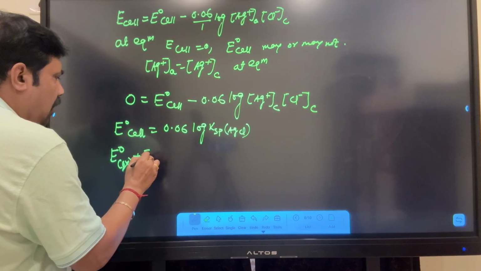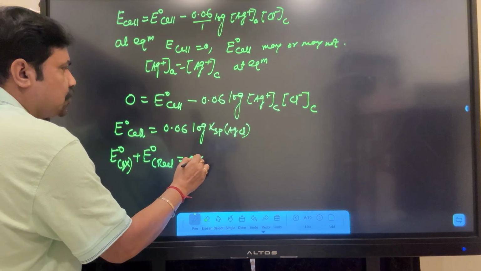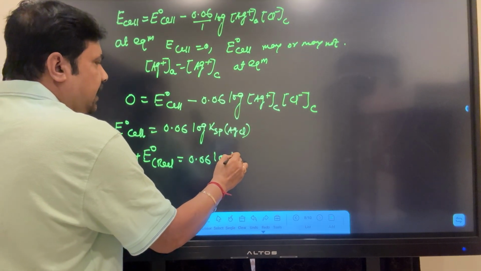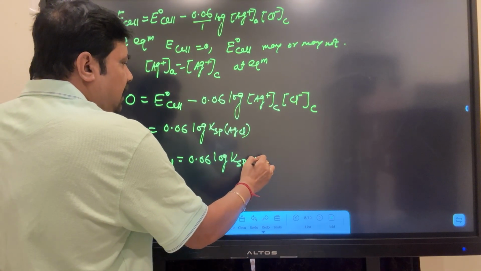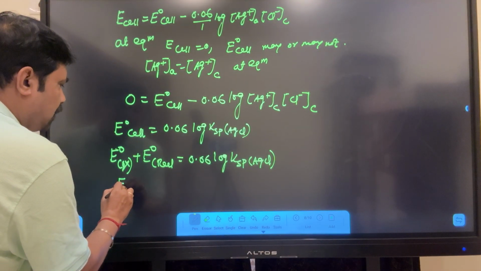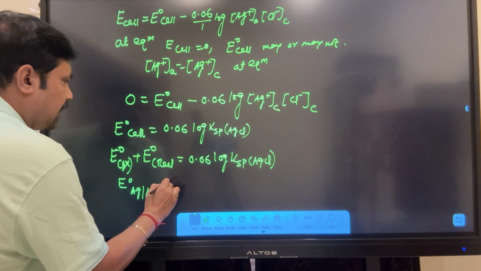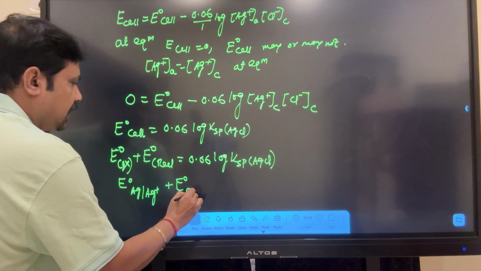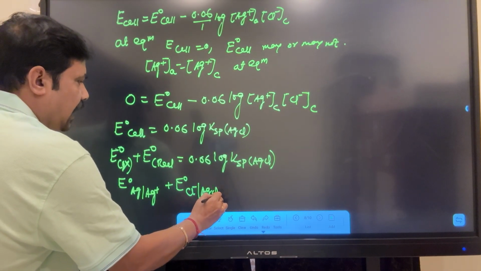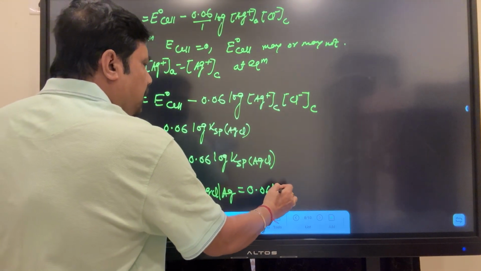plus E naught of reduction equals 0.06 log of Ksp of AgCl. For E naught of oxidation I can write E naught of Ag to Ag plus, and for E naught of reduction we will put E naught of Cl minus AgCl and Ag, which will be equal to 0.06 log of Ksp.